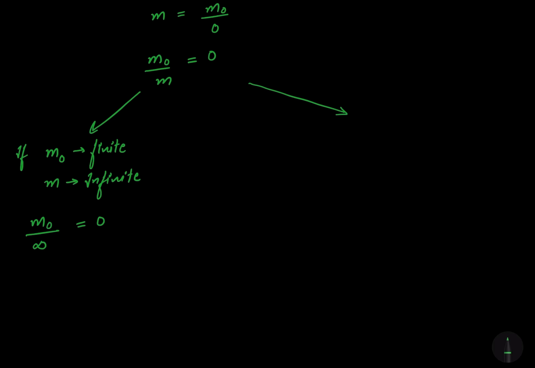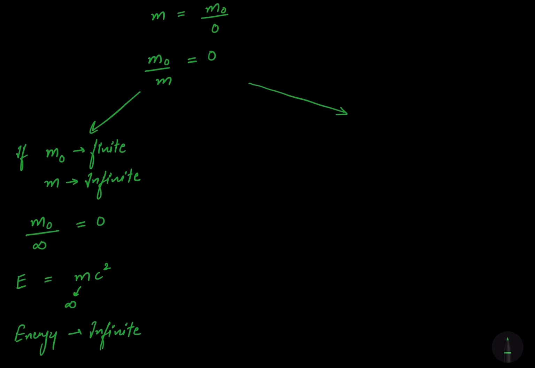We know that the energy of the particle is equal to mc². If this m is infinite, then the energy of that particle will also become infinite, which is a very impractical thing. In reality, it will not be possible. So now let's talk about another condition when you can get m naught by m to be 0.